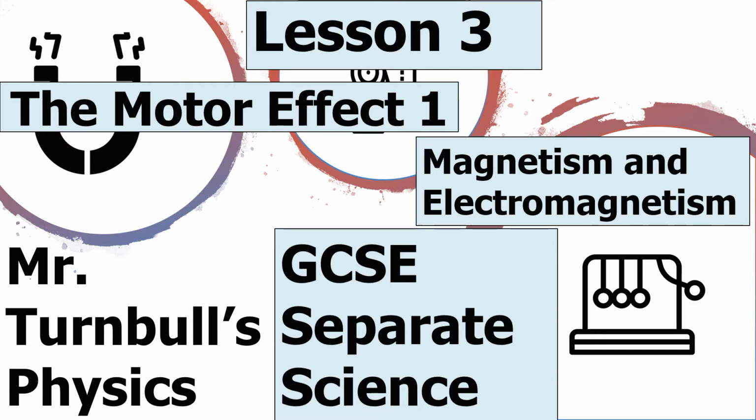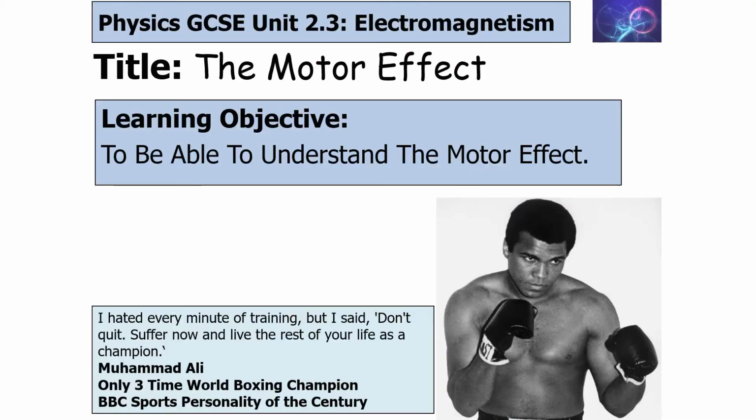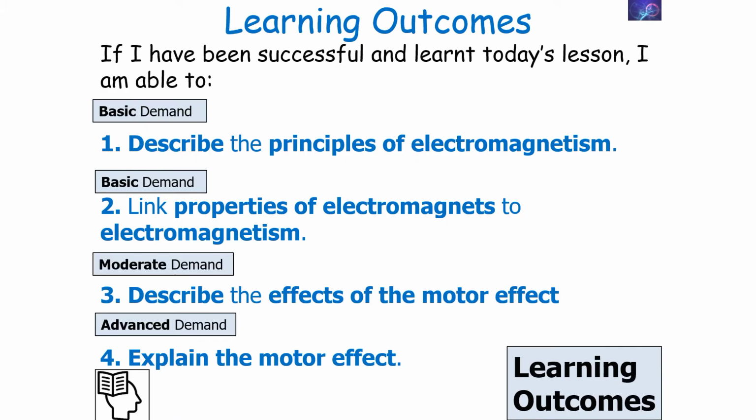Hello and welcome to today's lesson on the motor effect, which is part of the magnetism and electromagnetism topic in GCSE Separate Science Physics. So in today's lesson we're going to look at understanding what the motor effect is. If we've been successful and learnt in today's lesson, we should be able to describe the principles of electromagnetism, link the properties of magnets to electromagnetism, describe the effects of the motor effect and explain the motor effect.